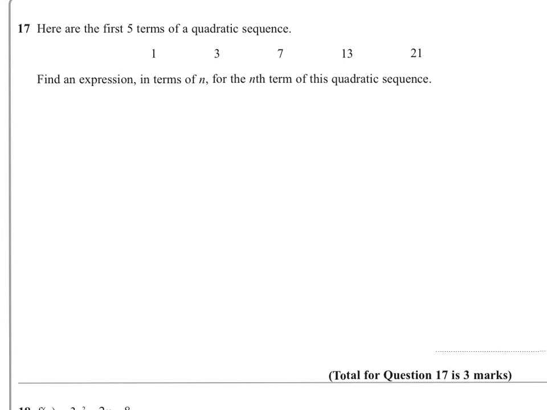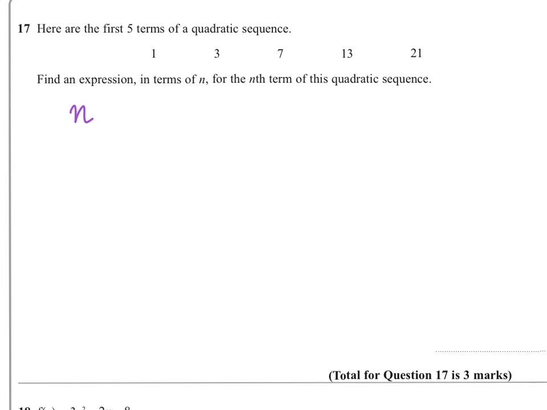Question 17. You're given the first 5 terms of a quadratic sequence, and you have to find an expression in terms of n for the nth term of this quadratic sequence. Well, I used to teach this many years ago, a good 15, 16 years ago, and then it seemed to go out of the GCSE syllabus and now it's come back in again. So at least I can remember how to do this.